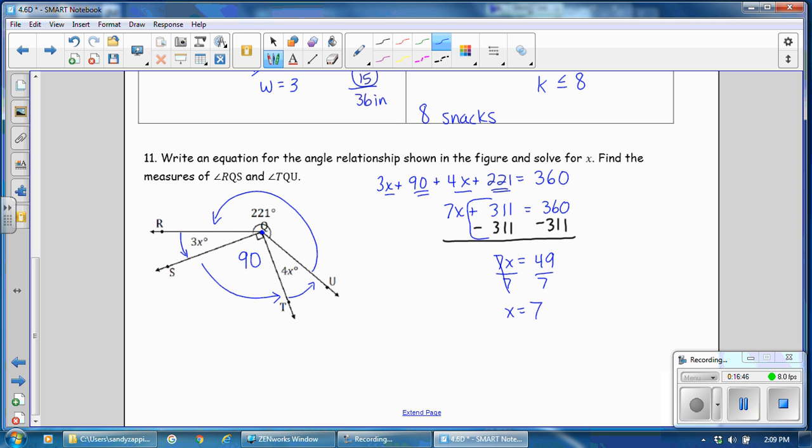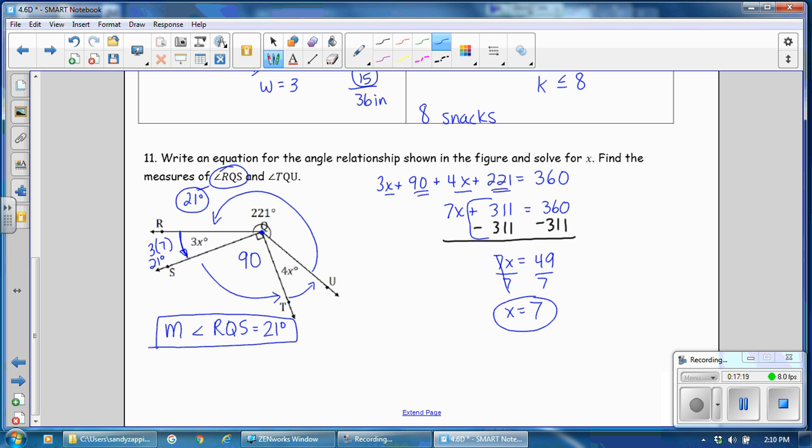So x is equal to 7, and we go back to our diagram, and we needed to find the measure of this angle, which is 3x. So that's going to be 3 times 7, or 21 degrees. So this angle is equal to 21 degrees. So we said the measure of angle RQS equals 21 degrees.